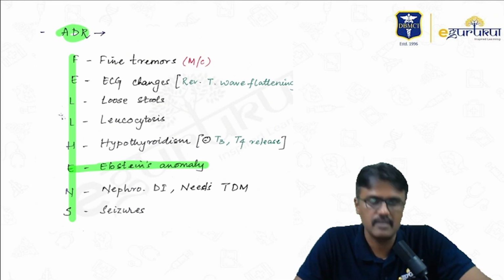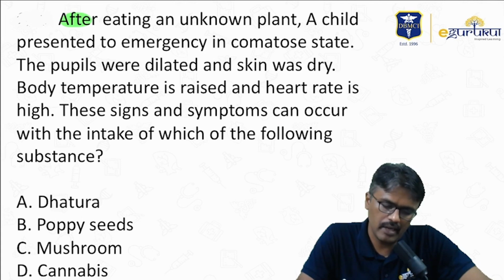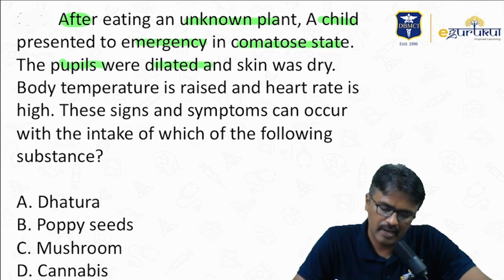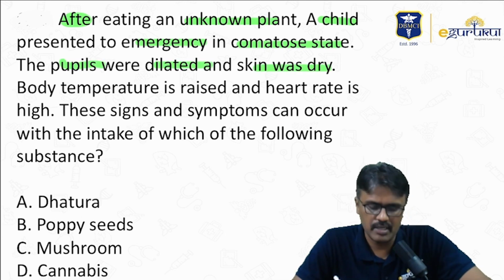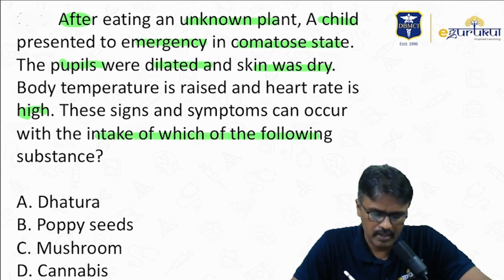So next one is, after eating an unknown plant, a child presented to the emergency in a comatose state, the pupils were dilated and skin was dry. Body temperature is raised and heart rate is high. These signs and symptoms can occur with intake of which of the following substances? Now, datura, poppy seeds, mushroom, cannabis.